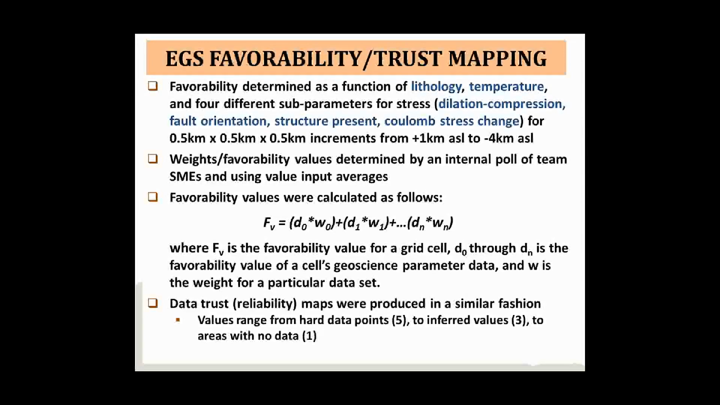We determined what the weights were for the different factors that we were looking at, and we arrived at all this by taking an internal poll of team SMEs, those are our subject matter experts, and using the average of these input values. Since this slide was created and these series of maps were created, we underwent a DOE go, no-go decision point review. And one of the things that was mentioned was that we should take a look at trying to come up with another way of determining favorability and trust.